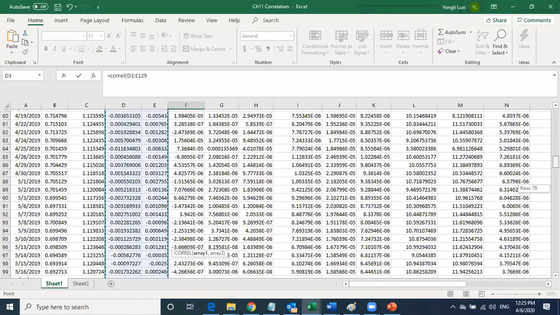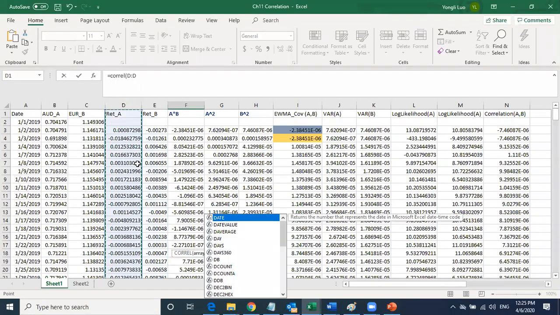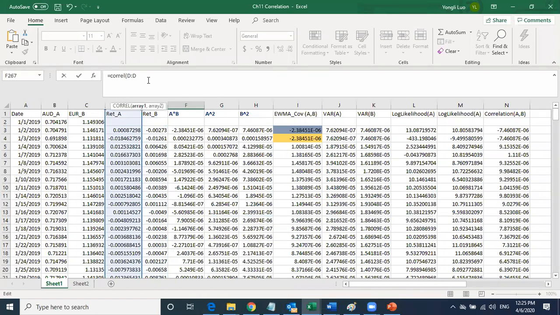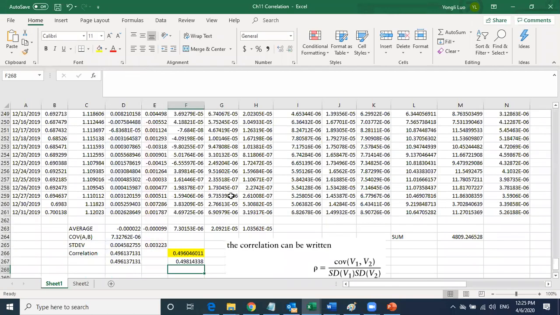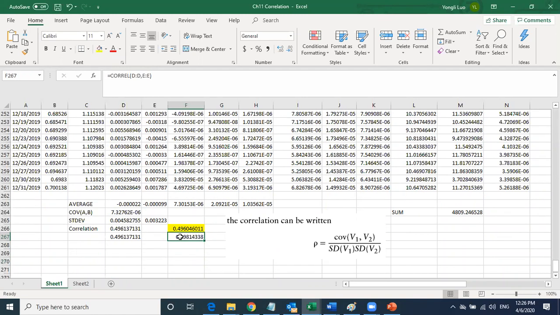You need to select different ones. You select this one, and then this one. We can do the correlation. So you can see you got a correlation between these two, all using the correlation function. So you can get a correlation. We need to select that, and see, we have a correlation.